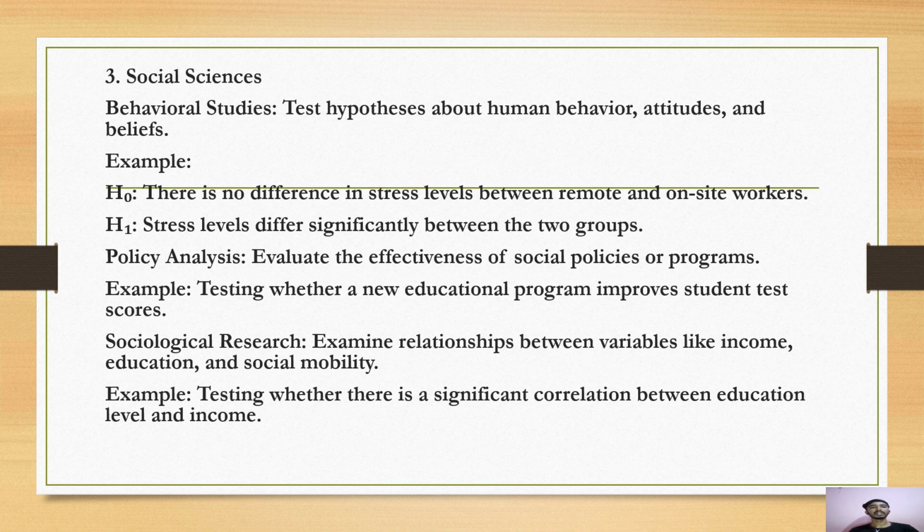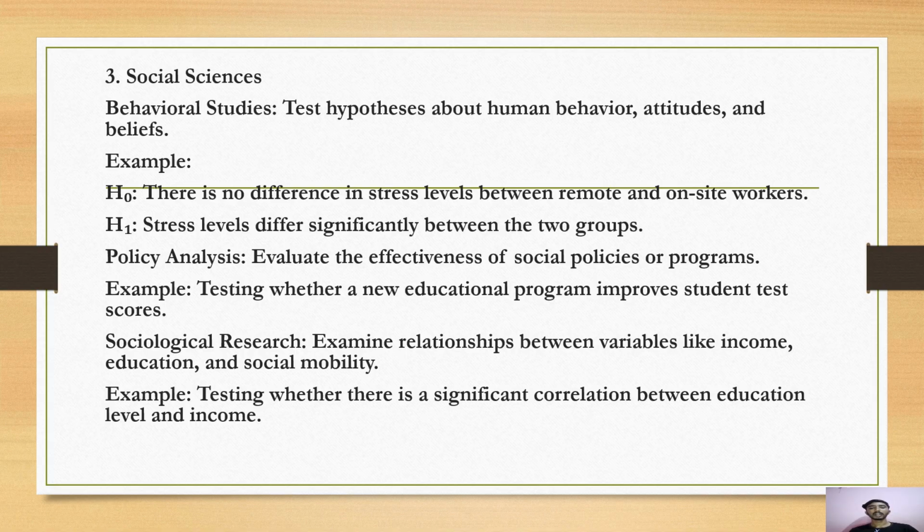Social sciences. Behavioral studies test hypotheses about human behavior, attitudes, and beliefs. For example, H0: there is no difference in stress levels between remote and on-site workers. H1: stress levels differ significantly between the two groups. Policy analysis evaluates the effectiveness of social policies or programs. For example, testing whether a new educational program improves student test scores.